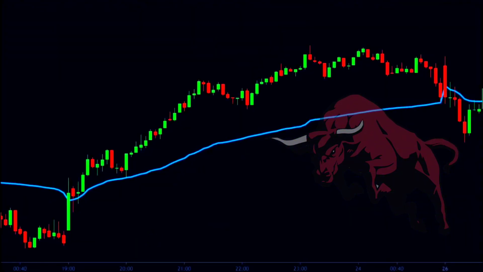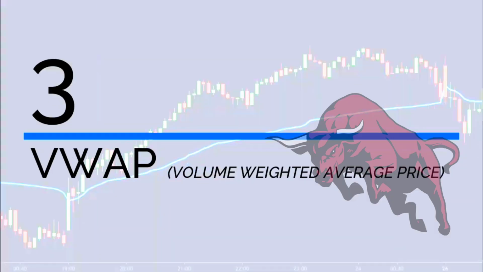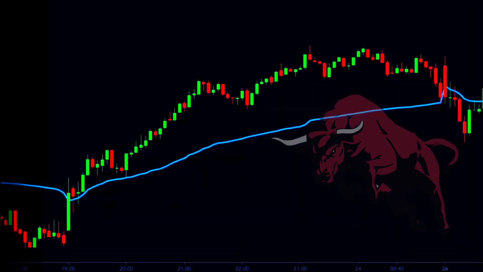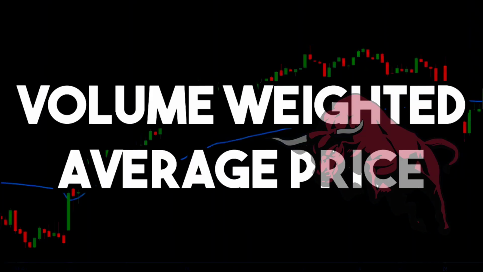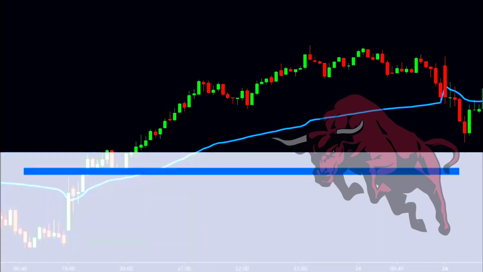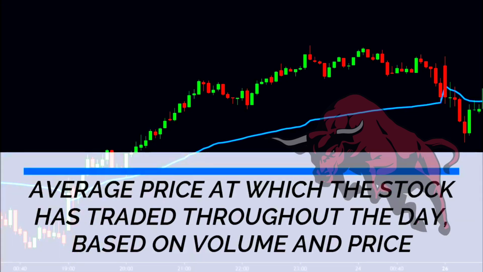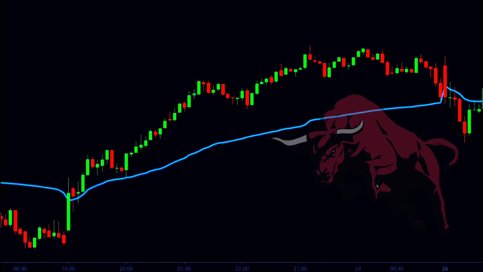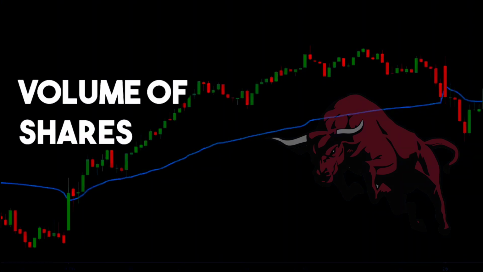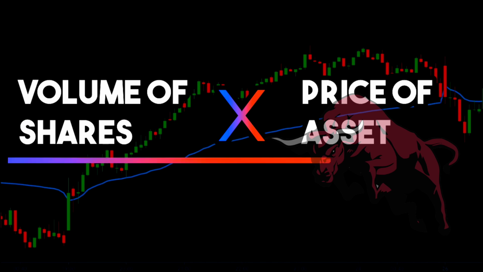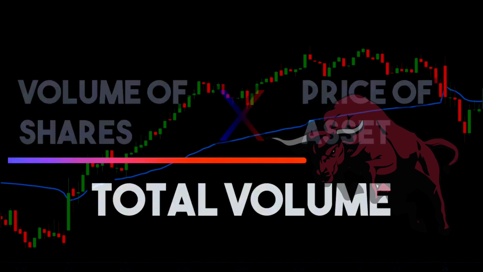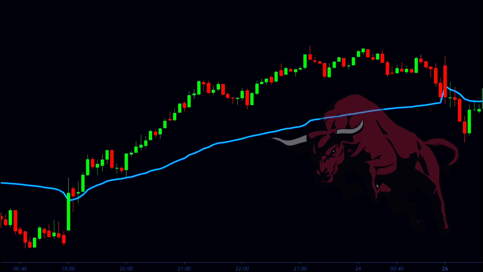Now, the third indicator is a very special indicator for those who are interested in day trading. That is the VWAP indicator. VWAP stands for Volume Weighted Average Price. The VWAP gives us the average price at which the stock has traded throughout the day, based on volume and the price. In simple terms, the VWAP can be calculated by multiplying the volume of the shares traded with the price of the asset. Then divide the total by the total volume. Hence, the VWAP shows us the fair value of the stock for that particular day.